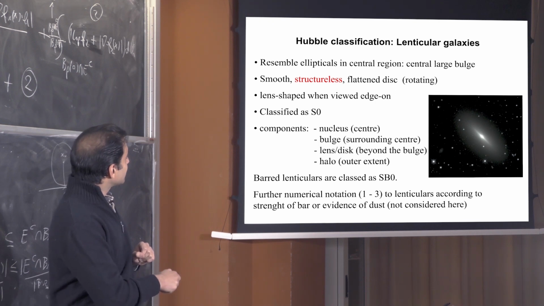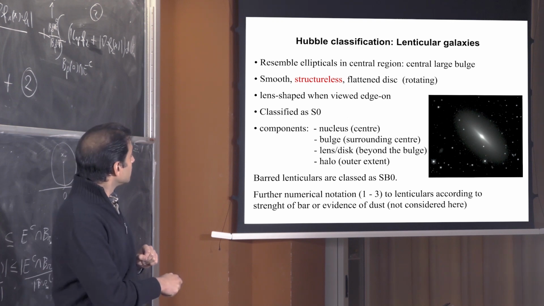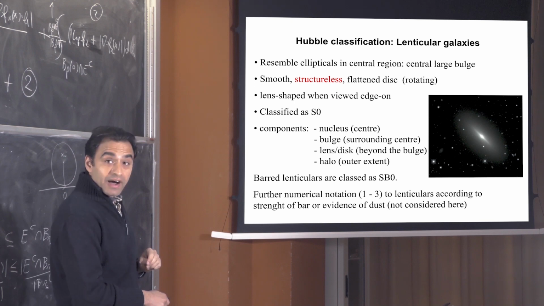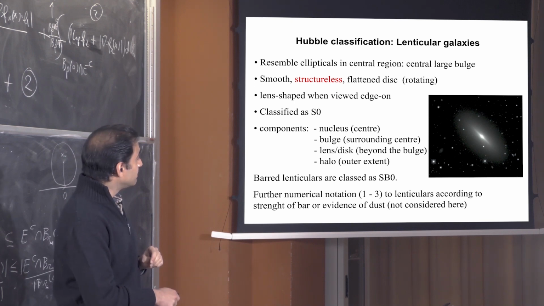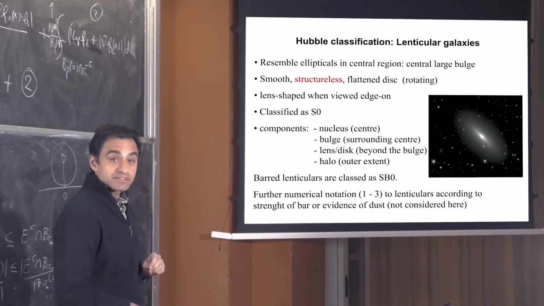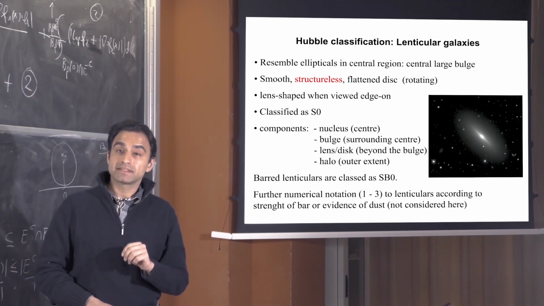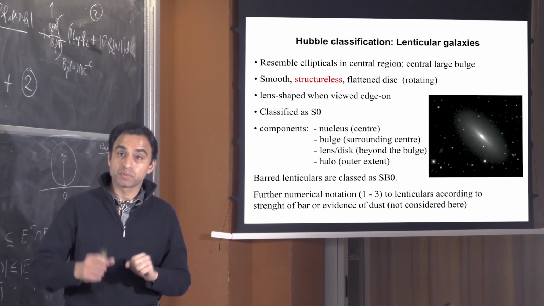They are usually classified by the capital letter S followed by a 0. Sometimes you will find that there is a capital B in between the S and the 0. What that means is that the lenticular has a bar inside as well.